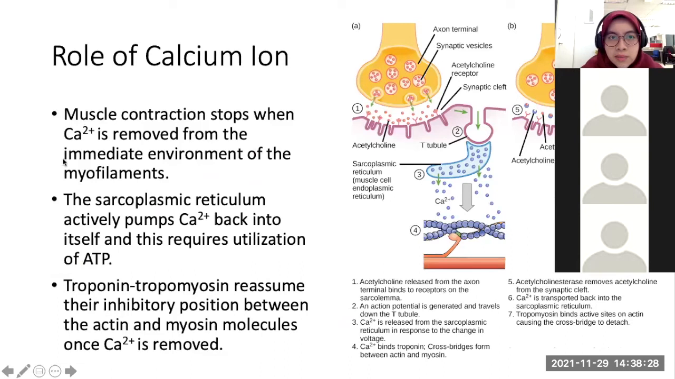So this is important for us to note. Muscle contraction will stop when calcium ion is removed from that environment, meaning from the cytosol back into the sarcoplasmic reticulum. Okay, and this action of pumping calcium ion back to the sarcoplasmic reticulum requires ATP as well. So the tropomyosin will reassume their inhibitory position, so myosin cannot bind to actin. This is the illustration of how calcium is pumped back into the sarcoplasmic reticulum.